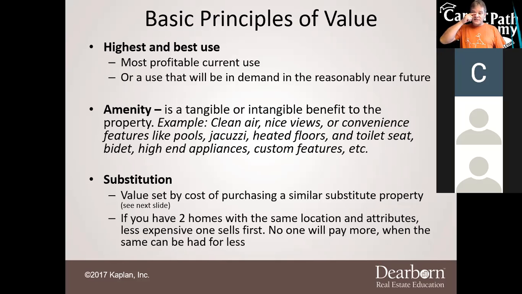Now, the theory of substitution states that value is set by the cost of purchasing a similar substitute property. So basically, if you have two homes with the same location and all the attributes are the same, the less expensive one sells first because nobody will pay more if the same can be had for less. So let's highlight everything there under substitution pretty much.